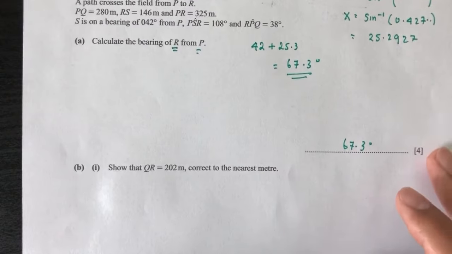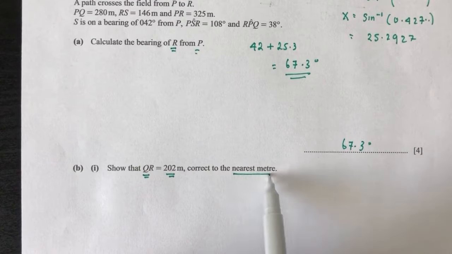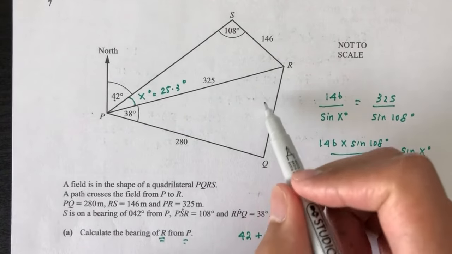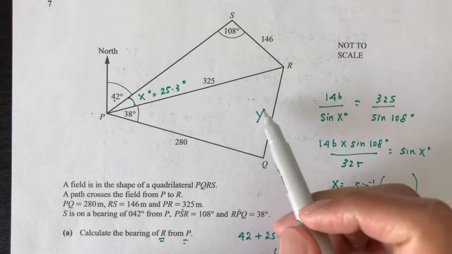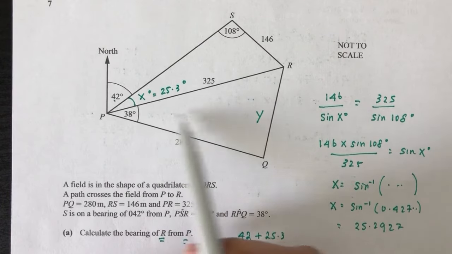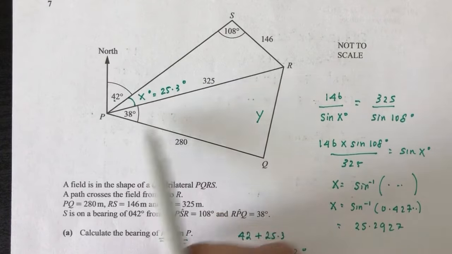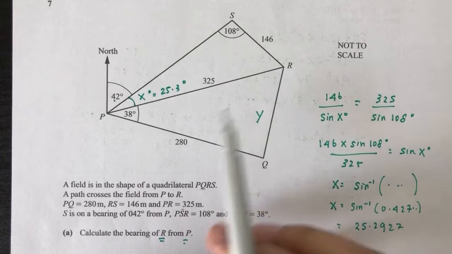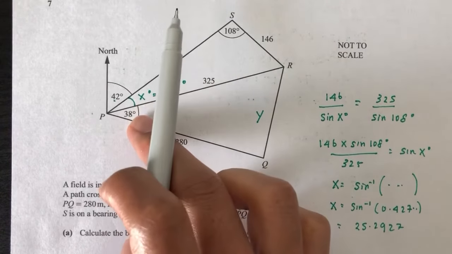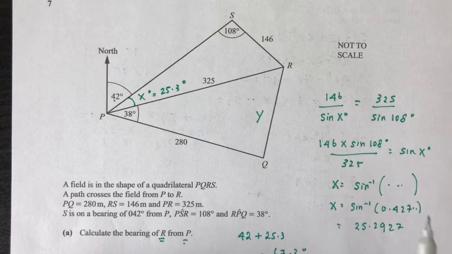Now for part B, 1. Show that QR is 202 meters, correct to the nearest meter. So we have to find the length of QR. Let's name this length y. As you can see, we have the angle in between, the corresponding angle is 38, and the sides on both sides we know, it is this and this. When you know the two sides and the angle in between, and you want to find this corresponding side, you can use the cosine rule.